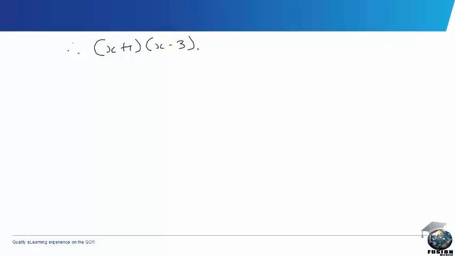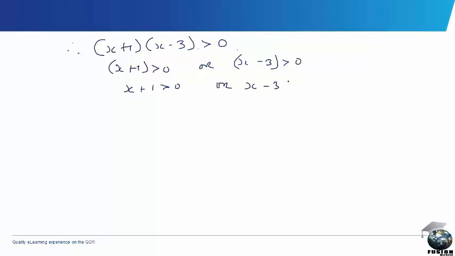Alright, and so we go ahead to plot them on a quadratic graph. How do we plot them? We have to represent it back in inequality form, and this simply implies that x plus 1 is greater than 0, or x minus 3 is also greater than 0. We resolve this by solving them: x plus 1 greater than 0, or x minus 3 greater than 0.